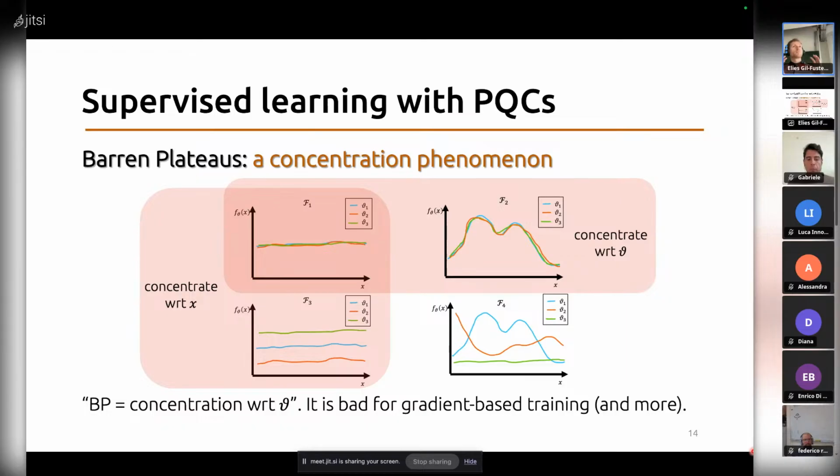Because when we do gradient descent, we take some value of the parameters that gives us some value for the empirical risk. Then we explore the area around the parameters we started from, and try to pick a good one. If it happens that most parameters give rise to the exact same function, then the gradient will be 0 everywhere, and your gradient-based training algorithm will not be able to do much. Concentration seems to be a bad property in general, but to be precise, when we talk about supervised learning, we'll say that the equivalent of a barren plateau is when you have concentration with respect to the parameters.